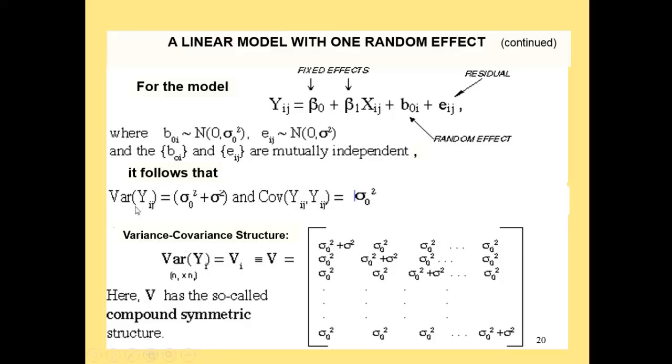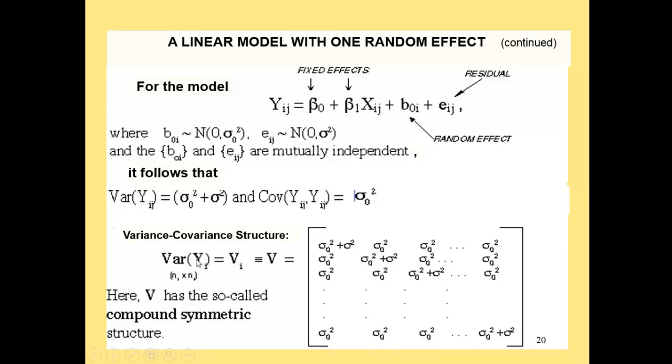It follows that the variance of any observation will be sigma naught squared plus sigma squared. You remember that from slide 44? Okay? This is the same model. They're both random effects models with one random effect, okay? And the covariance between Yij and Yij prime is sigma naught squared. Again, you remember that from slide 44, right?